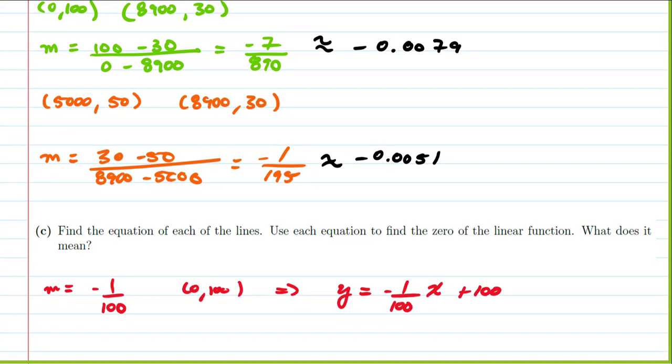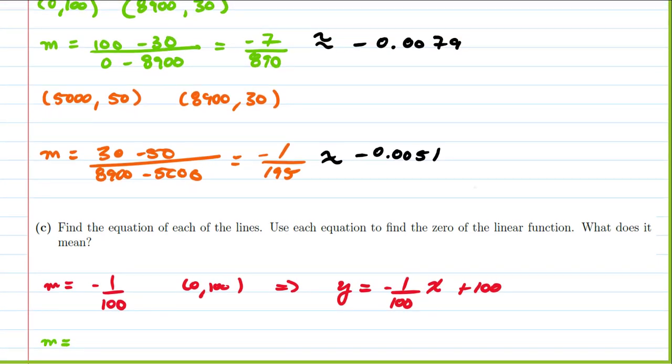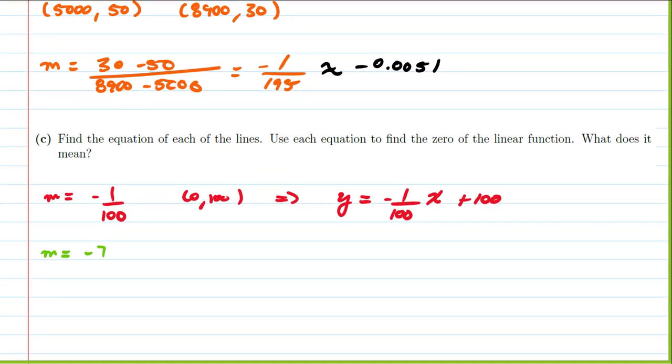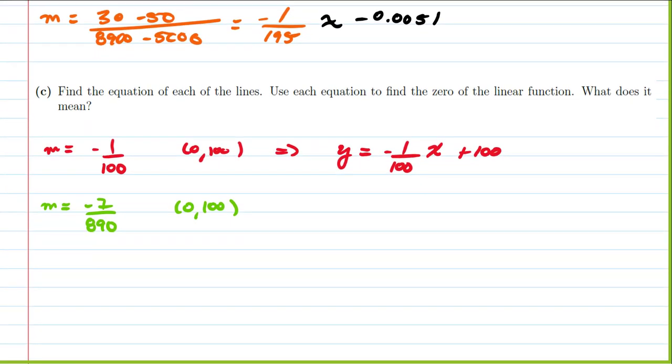All right, in green, we have our slope. This one's also pretty straightforward. Our slope is negative 7 over 890. And we're also using the y-intercept of (0, 100), right? So the equation of this line is y equals negative 7 over 890 x plus 100.